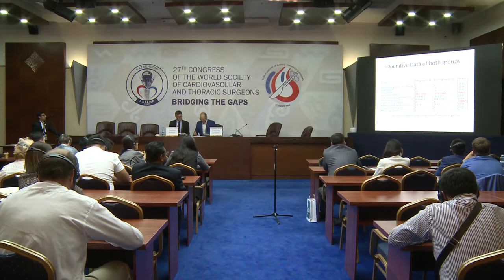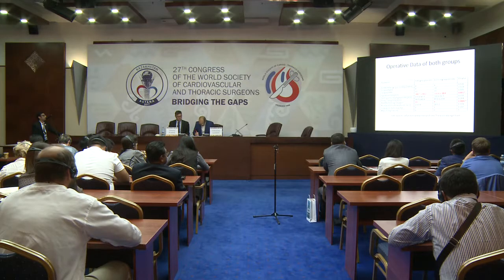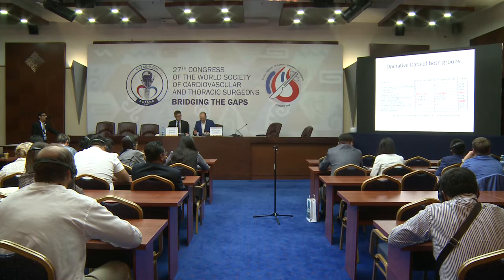Combined valve and CABG surgery was done in 8 and 6 patients, respectively, in the SIRS and control groups. Isolated valve surgery was done in 8 and 10 in the two groups. Isolated CABGs were done in 10 in each. Importantly, the operation time had a significant increase in the SIRS group, but the CPB time and the clamp time were pretty much similar in both the groups.